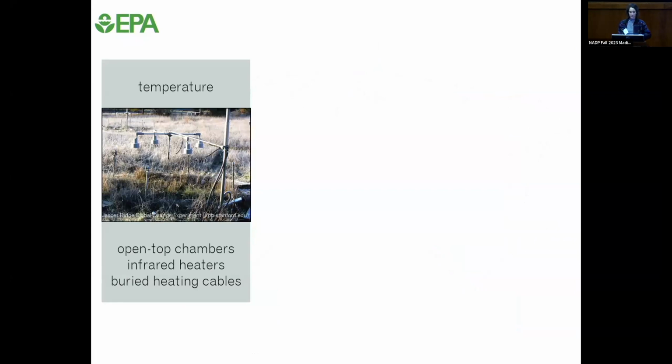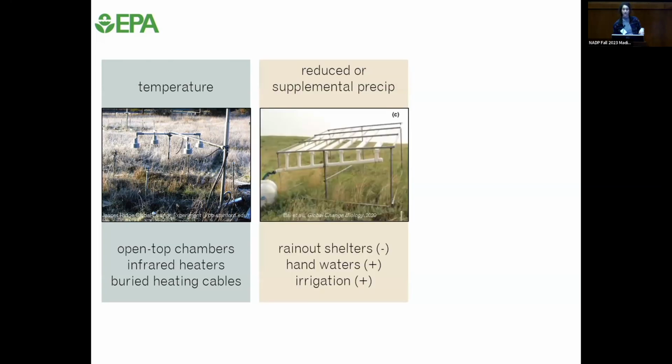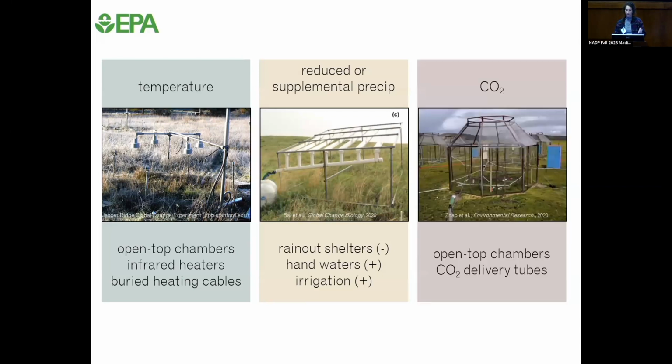So just to give you a brief overview, people use open-top chambers or infrared heaters or buried heating cables to manipulate temperature. And these are some of the most common. Either reducing or increasing precipitation can be done using these rainout shelters. So basically, you collect the rain that falls, and then sometimes they'll transfer it to other plots if they have both a drought treatment and an increased precipitation treatment. And finally, CO2 is often manipulated using open-top chambers or carbon dioxide delivery tubes.